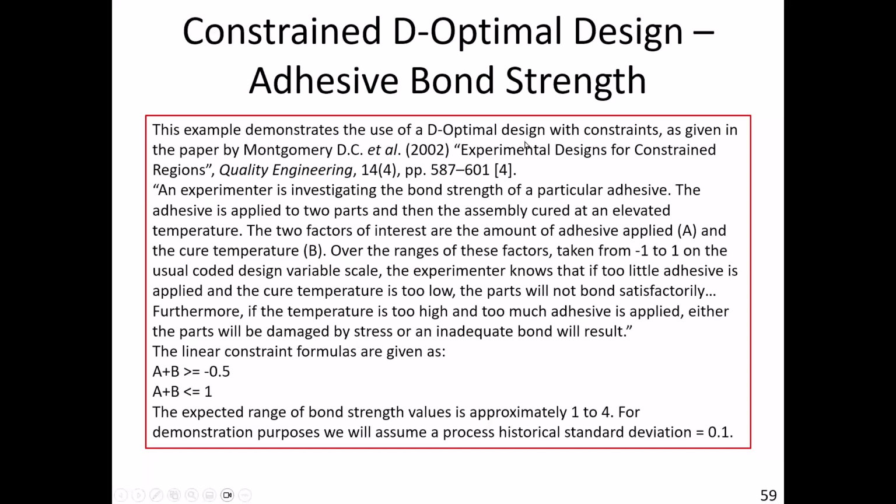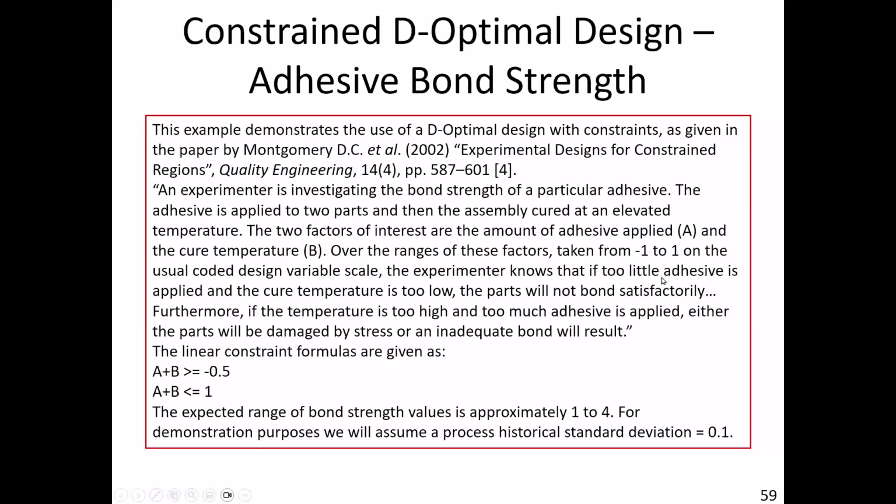This comes from a paper from Montgomery called Experimental Designs for Constrained Regions in Quality Engineering. An experimenter is investigating the bond strength of a particular adhesive. The adhesive is applied to 2 parts and then the assembly is cured at an elevated temperature. The 2 factors of interest are the amount of adhesive applied and the cure temperature, over the ranges of these factors taken from -1 to +1. We're using coded units here just to keep it simple.